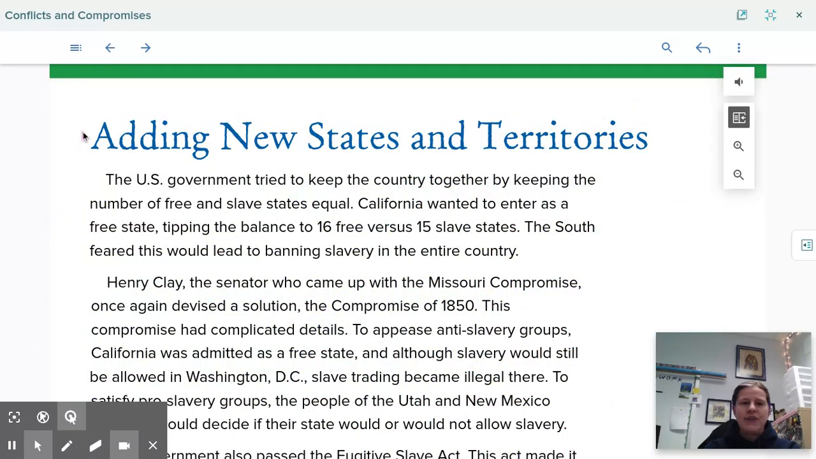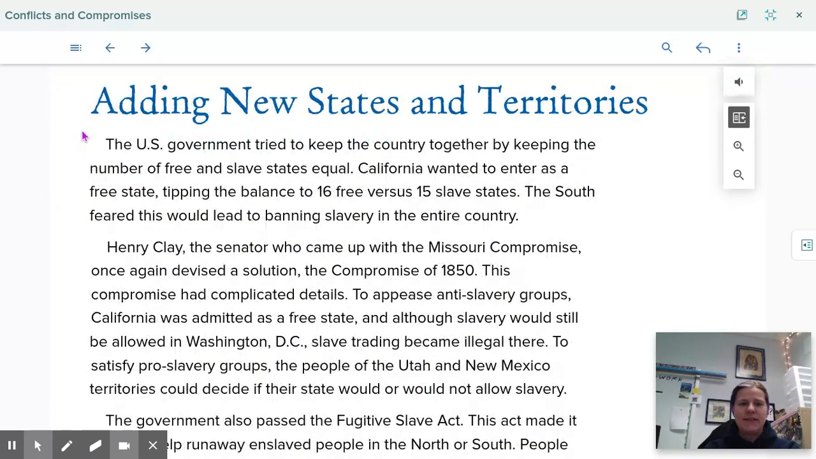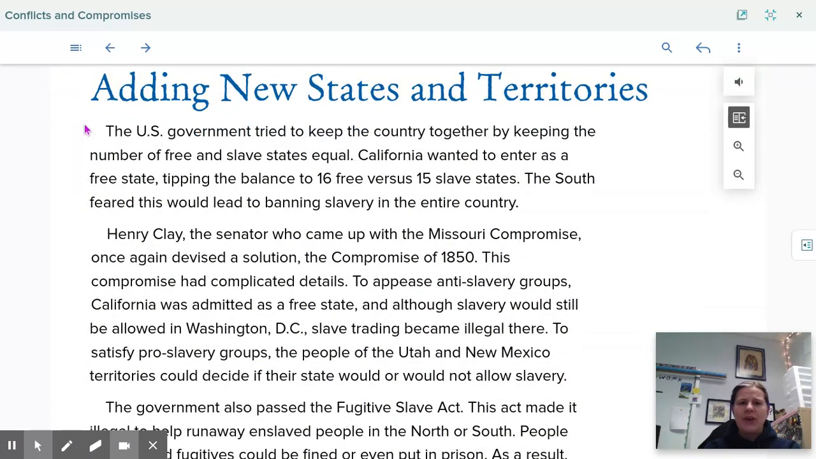Adding new states and territories. The U.S. government tried to keep the country together by keeping the number of free and slave states equal. California wanted to enter as a free state, tipping the balance to 16 free versus 15 slave states. The South feared this would lead to banning slavery in the entire country.